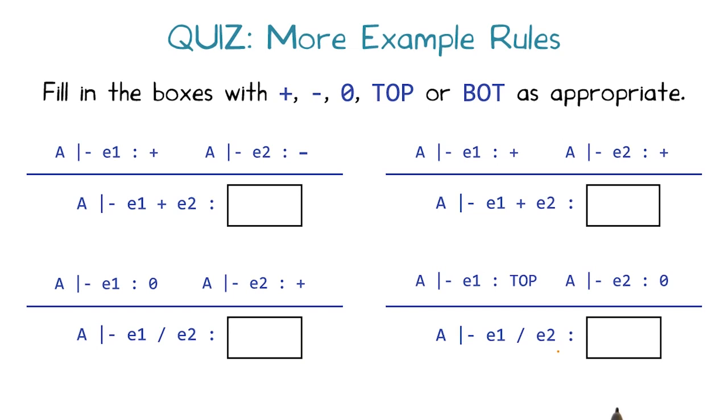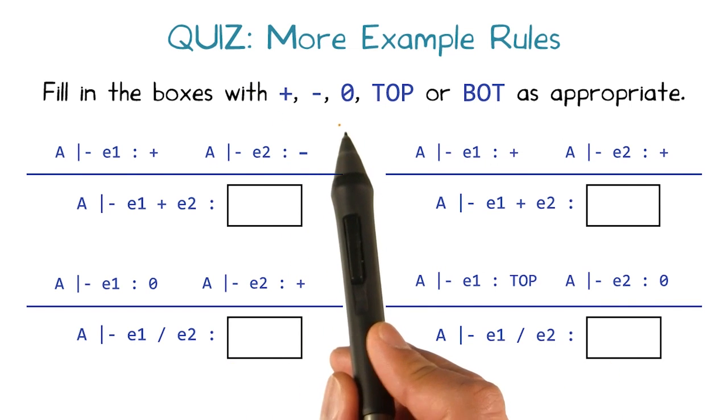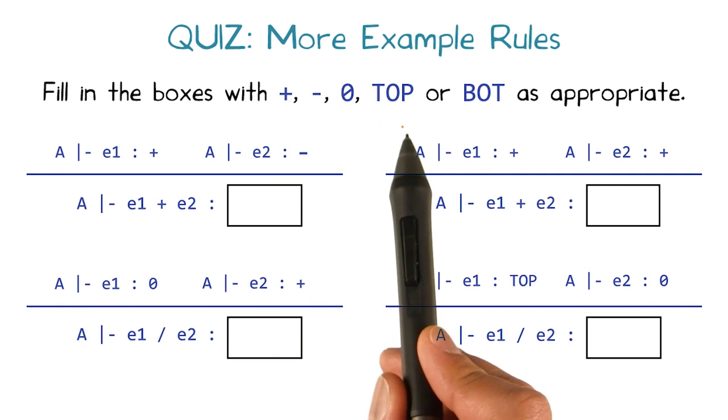Notice that we are also introducing inference rules about division now. Just use standard rules of arithmetic to determine your answers here. Fill in each of these boxes with a plus, minus, 0, the word top, or the word bot as appropriate.